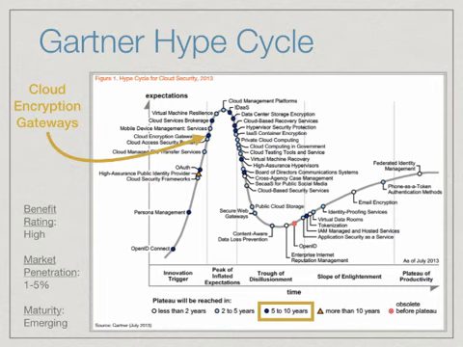cycle for cloud security, last updated in July 2013. As we can see, cloud encryption gateways are nearing their peak of inflated expectations and are expected to plateau in the next 5 to 10 years.